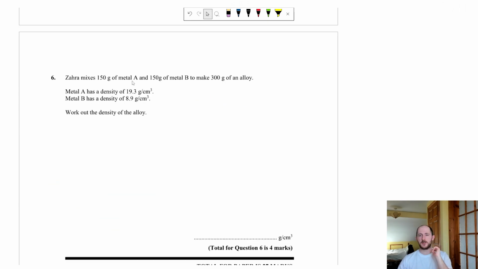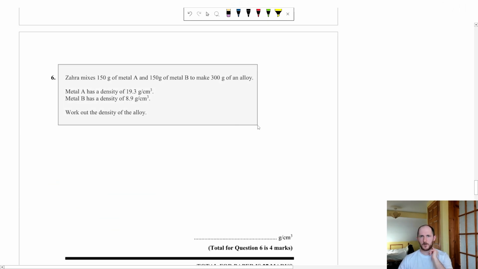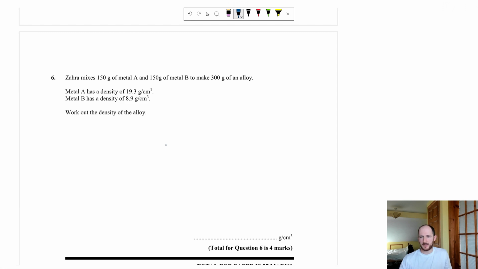And for the final question, this is actually a really common foundation question. And the problem is it's always answered quite poorly. What I like to do is I sometimes make a table out of it just to make this make a bit more sense. So what they're doing is they're combining two metals to make an alloy. So what I might do is do something along the lines of this. I might write metal A, metal B, and then alloy.